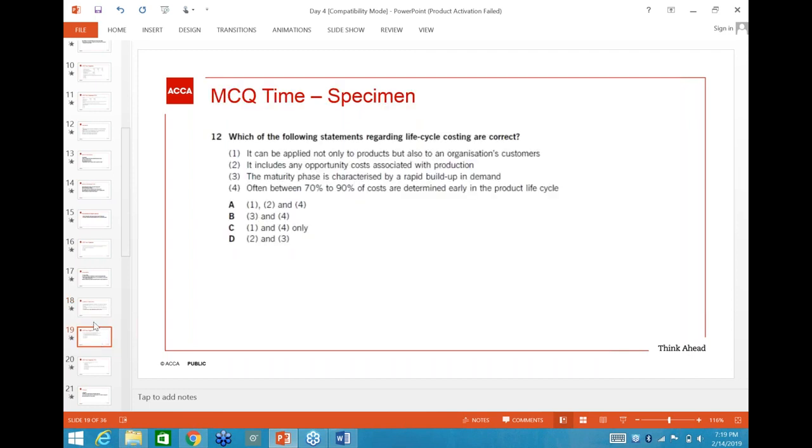Right, so can we get an answer to this from our specimen paper? Question number 12, it's MCQ time. Which of the following statements regarding life cycle costing is correct?